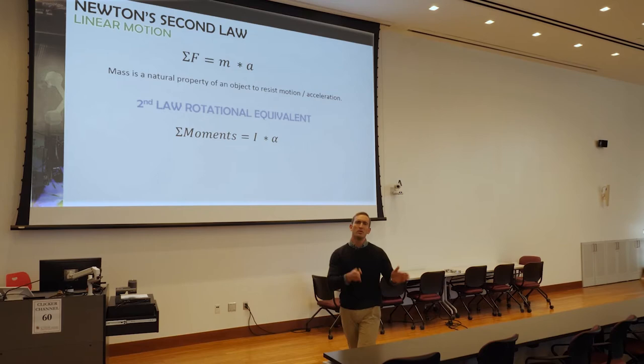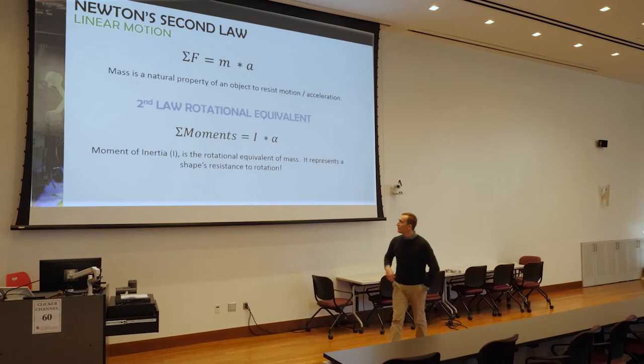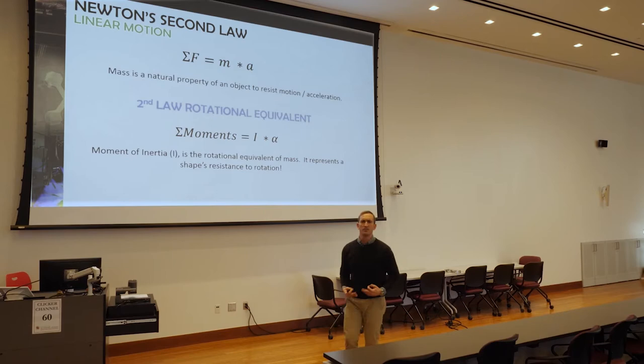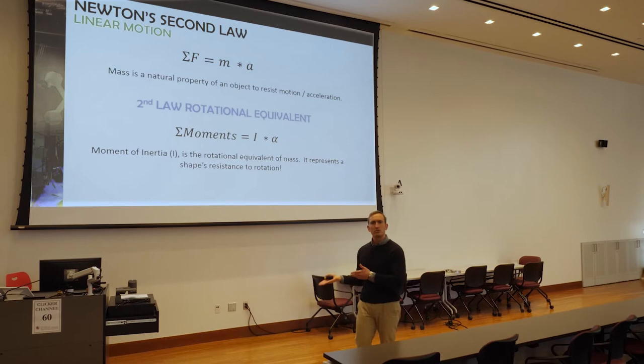So what do these terms mean? Well, we discussed before how the greater the mass of an object, the harder it is to move that object, or the greater inertia that it has. That's going to be true here too: the moment of inertia is the rotational equivalent of mass. And the greater the moment of inertia of a shape, the harder it is going to be to rotate that shape.